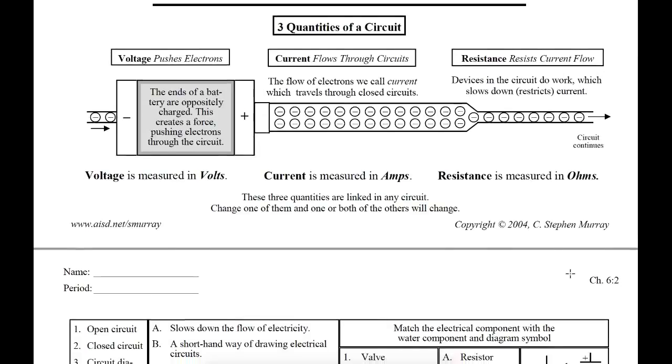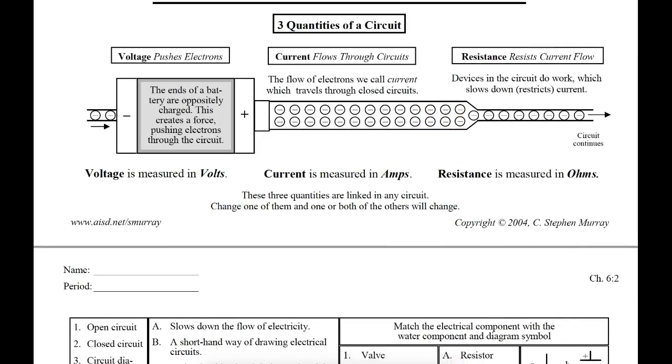And over here we have quantities, 3 quantities of a circuit. And this explains the 3 quantities or 3 variables that you want to know in order to be able to solve for voltage, which usually just gives you the voltage on the battery, solve for current, which is measured in amps, and solve for resistance, which is measured in ohms. And those 3 variables or quantities of a circuit, the relationship between those 3, are known as Ohm's law.